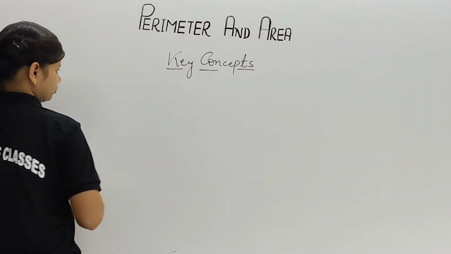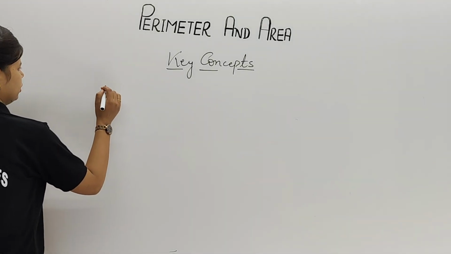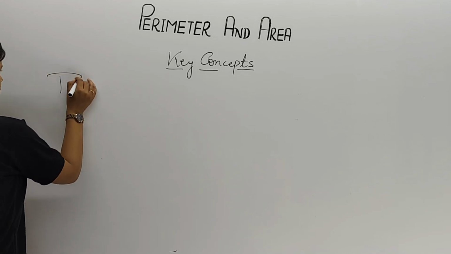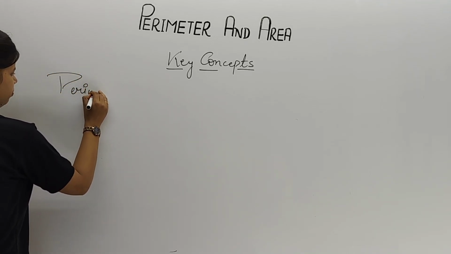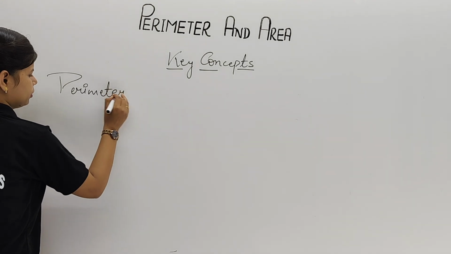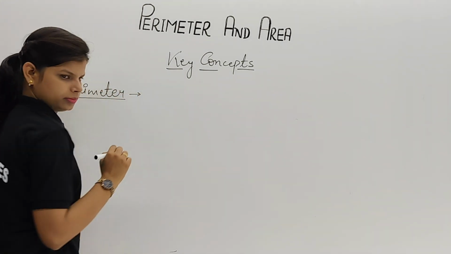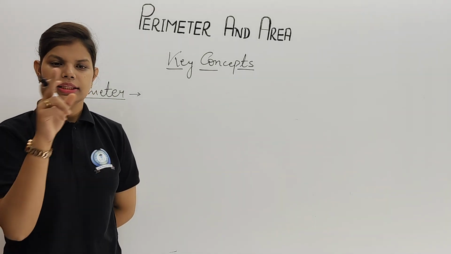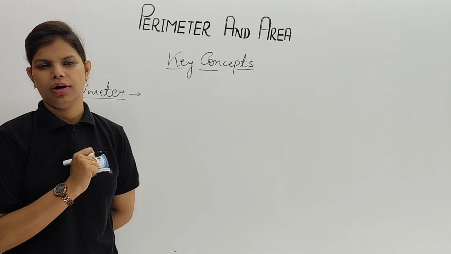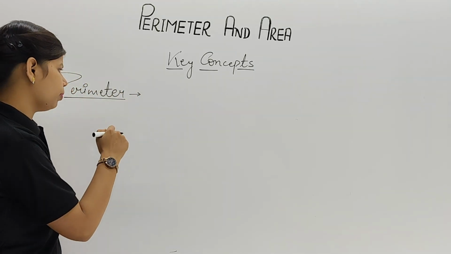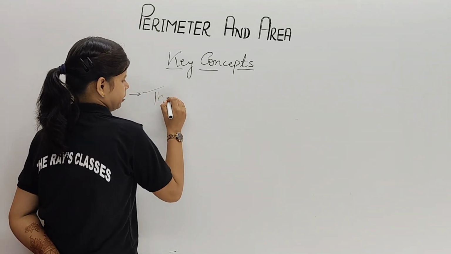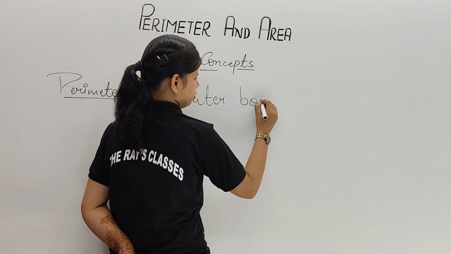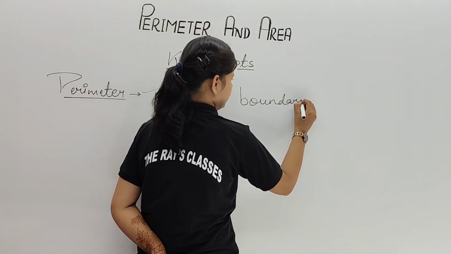Now, first our part is what? Perimeter. Please note it down. Perimeter. Understood, no? Perimeter is what? The outer boundary of any figure.